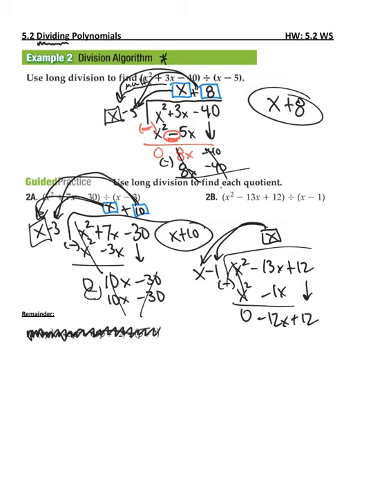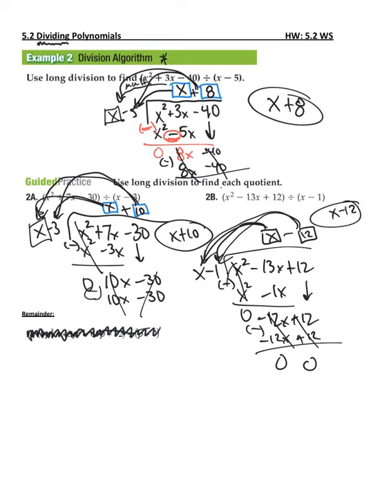I'm going to put my second box: x times negative 12 will give me negative 12x and positive 12. And so those cancel to 0 and 0. Our factor is x minus 12.